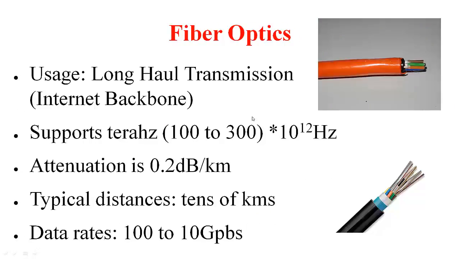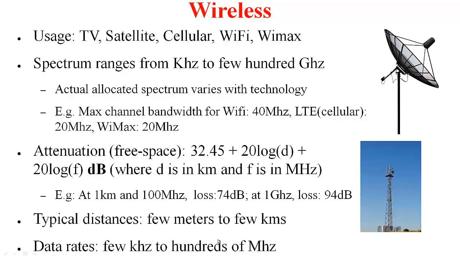Fiber optics are used in long haul transmissions. These are what form the internet backbone. They support frequencies that are in terahertz and their attenuation is extremely small, which is 0.2 decibels per kilometer. Remember, earlier I was saying per 100 meters, whereas this is per kilometer. And they can go for long distances, tens of kilometers, and they can support extremely high rates up to 10 gigabits per second.